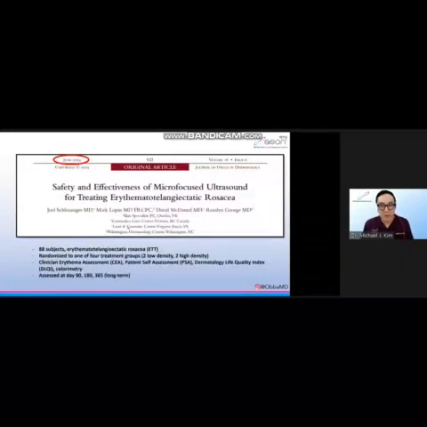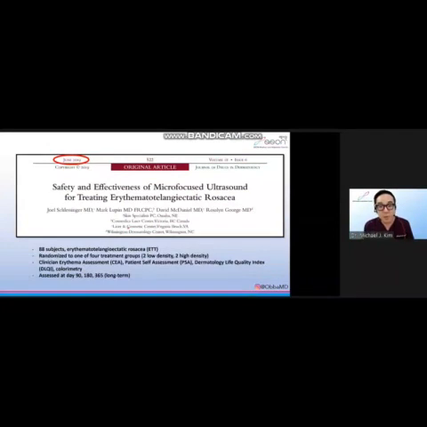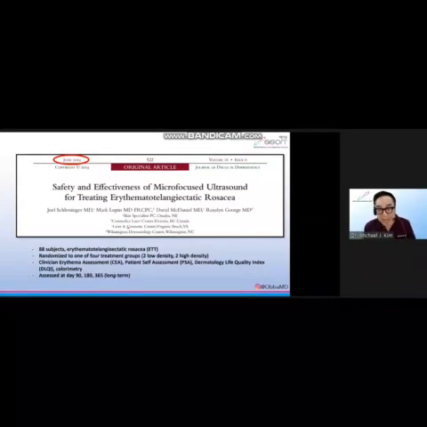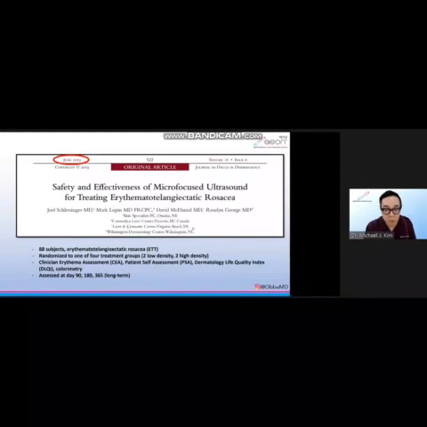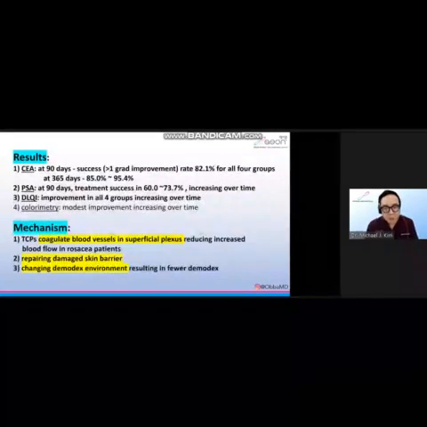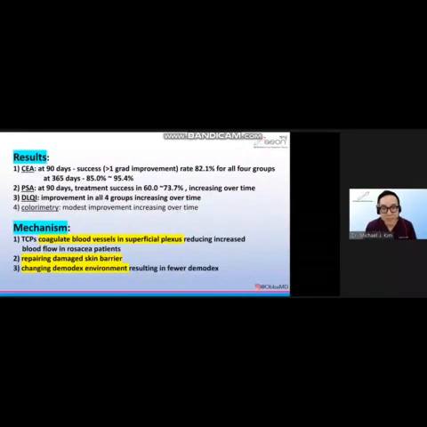What about the effects of HIFU on rosacea patients? This paper was published in 2019 and studied the effects of HIFU on 88 human rosacea patients. Assessment was done long-term, up to 1 year. And the results showed improvement after HIFU in most of the assessments. The mechanism is explained as the TCP coagulating the blood vessels in the superficial plexus, reducing blood flow, repairing the damaged skin barrier, and changing the Demodex environment.